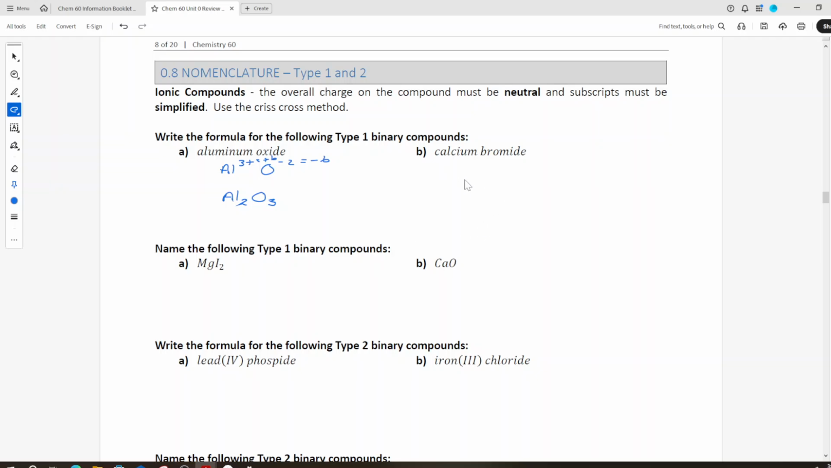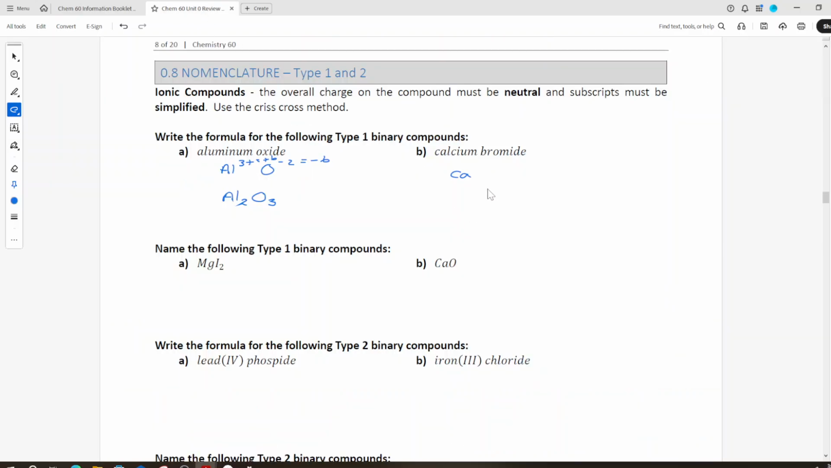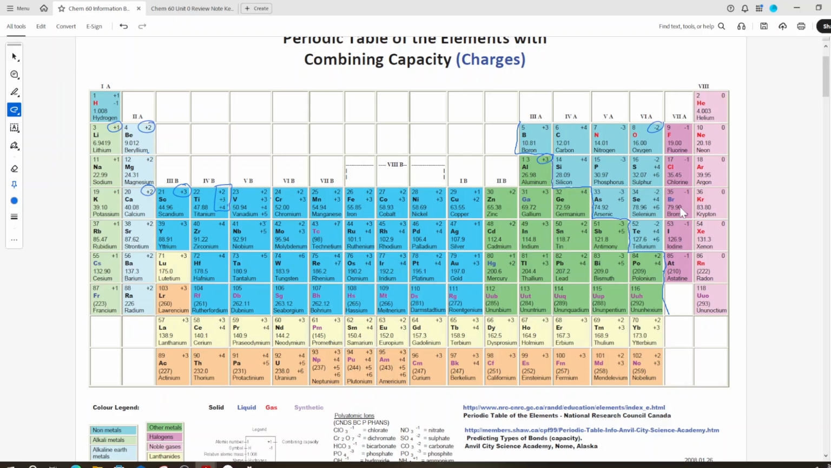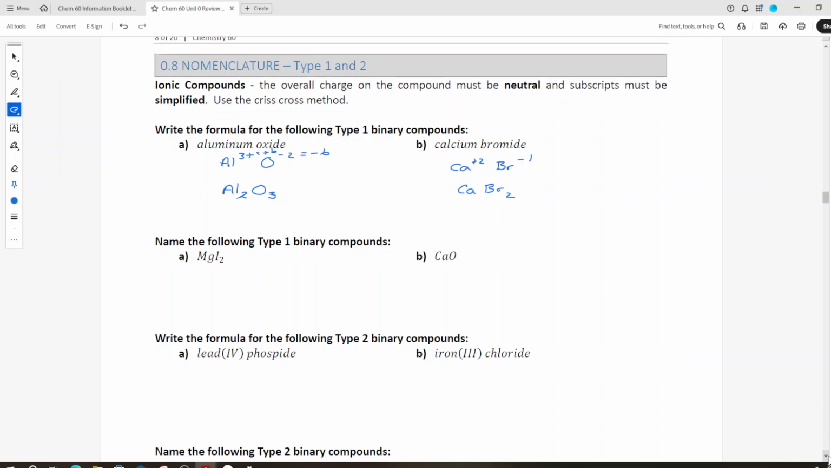So let's do the same thing with calcium bromide. Calcium, if we look for it on the periodic table, has a combining capacity or a cation charge of +2. And then bromine, which is called a bromide in its compound, is a -1. So again, we can just do the crisscross method and say it would be calcium 1, and then it would be bromine 2 to make calcium bromide. Awesome.